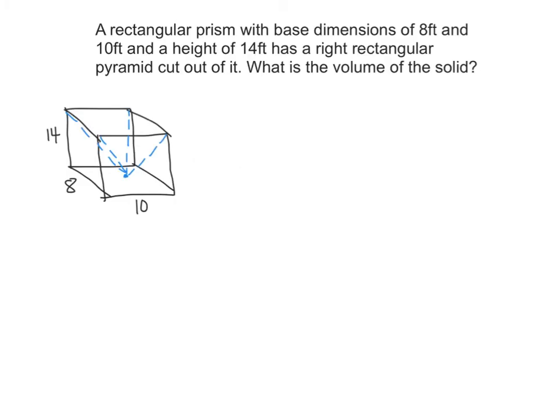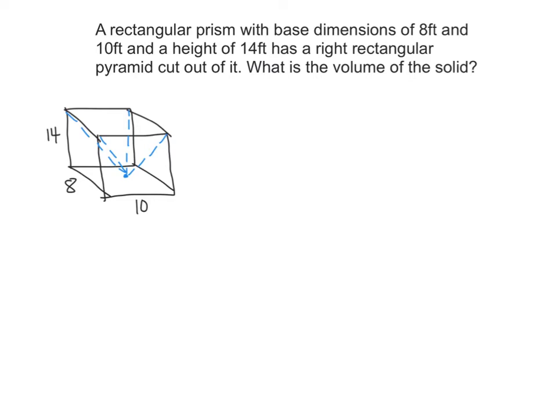A rectangular prism with base dimensions of 8 feet and 10 feet and a height of 14 feet has a right rectangular pyramid cut out of it. What is the volume of the solid? Well, we know by looking at this that I have 10 by 8 for my base dimensions, a height of 14, and then you can see in blue I've kind of dashed out what the pyramid is that's cut out of it. So basically what we're looking at is just the resulting area that's around that pyramid.